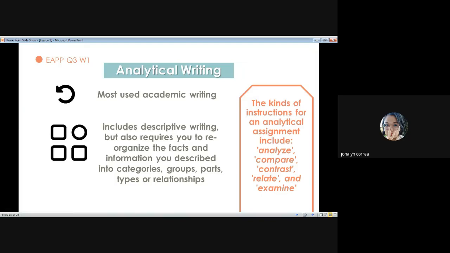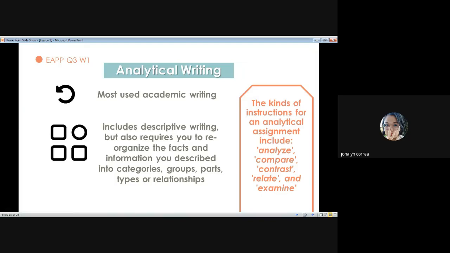Kailangan may label, di ba? So you create names for the relationship categories you find. So again, like the example I gave a while ago, the advantages and the disadvantages. And then next, or the third one, is to build each section and paragraph around one of the analytical categories. So focus a specific paragraph on a specific group of data. So wag maghalo-halo, to avoid confusion for your readers.